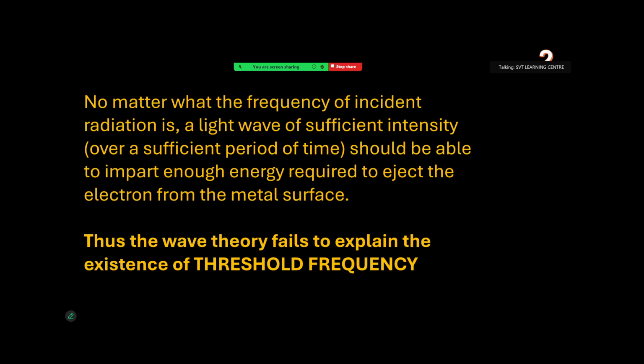No matter what the frequency of incident radiation, a light wave of sufficient intensity should be able to impart enough energy required to eject the electron from the metal surface. This is as per wave theory of light. But according to photoelectric effect, this doesn't happen. That means more the light, the more the likelihood of an electron coming out. This doesn't happen. Here, for photoelectric emission we need light of frequency greater than threshold frequency. Thus the wave theory fails to explain the very concept of threshold frequency.